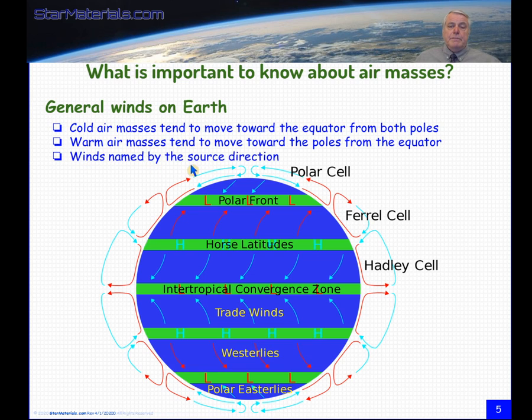The winds are named by the source direction. So if you have a wind that is a northern wind, it is coming from the north. So we have some general winds on the Earth, and you can see that they're split up by cell names. Think of different bands based on different temperatures.